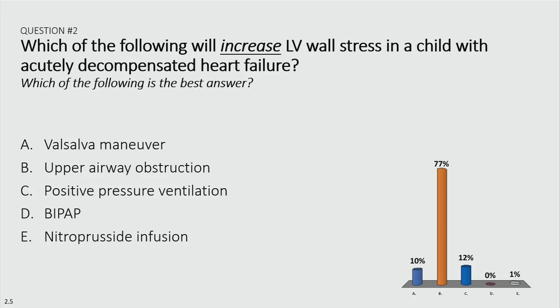All right, most of you got that one. The correct answer is B, upper airway obstruction. All of the other interventions will decrease your left ventricular wall stress.